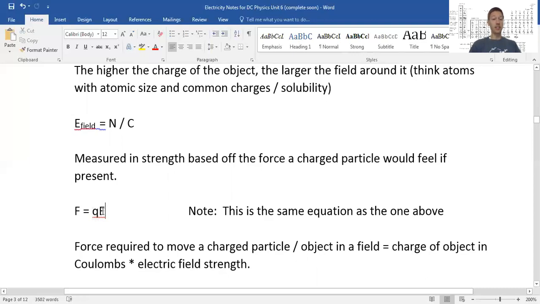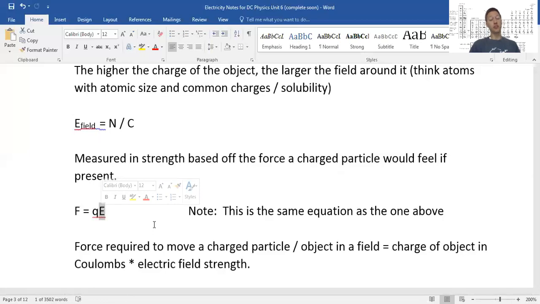It also depends on the electric field strength. If the electric field is stronger, then it's harder to move it too. You can think of that like Jupiter's gravity versus Earth's gravity. It's harder to lift a block on Jupiter because its gravitational field strength is larger.